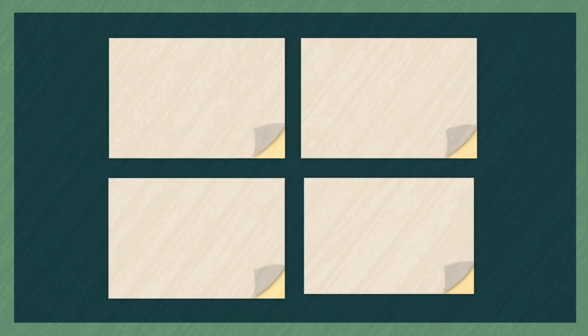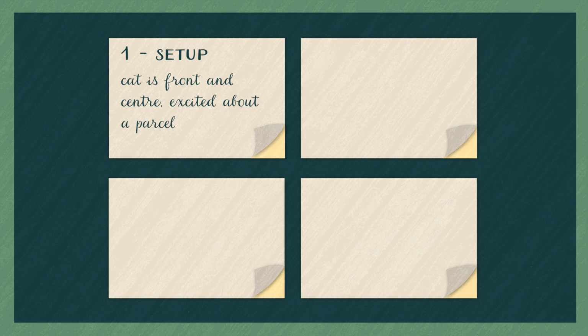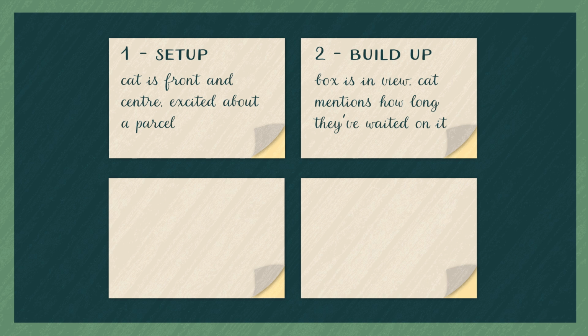Once you have your idea, structure it into 3 to 4 panels with a clear setup, build-up and punchline. Here's how the panels break down for the cat comic. 1. Setup. The cat is front and centre, excited about a parcel. 2. Build-up. The box is in view and the cat mentions how long they have waited on it.